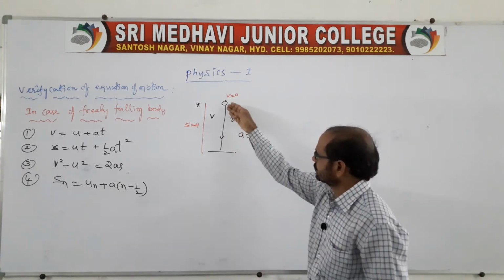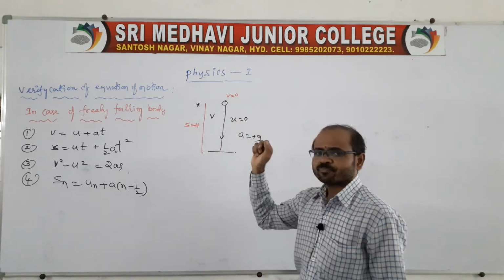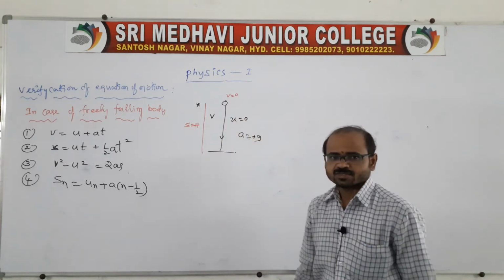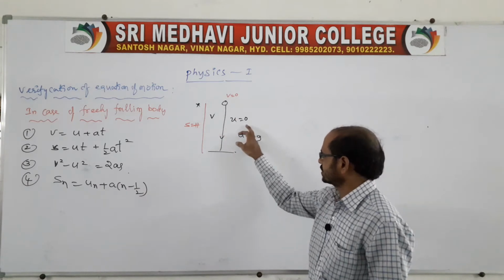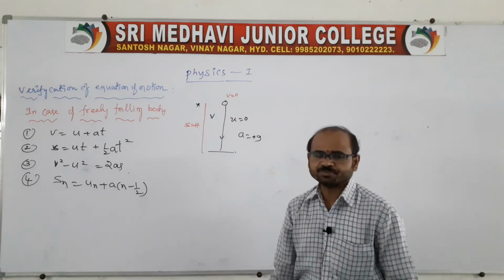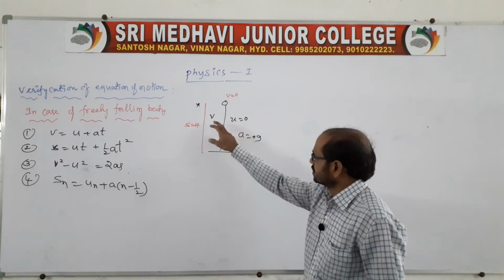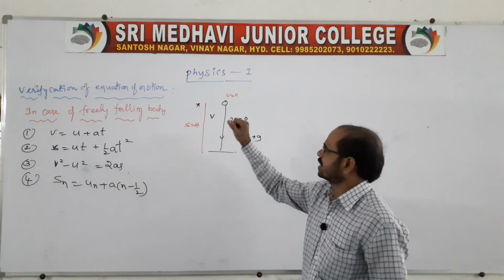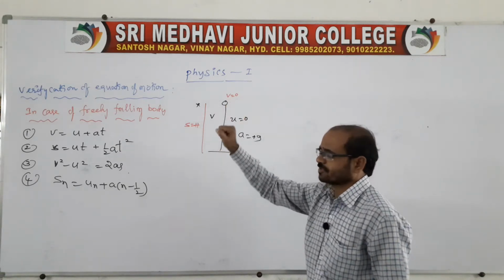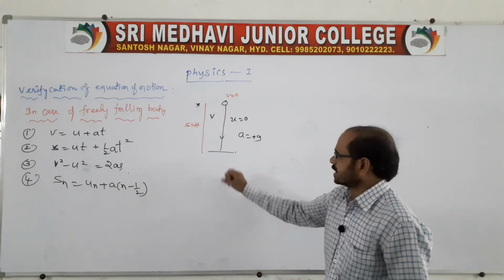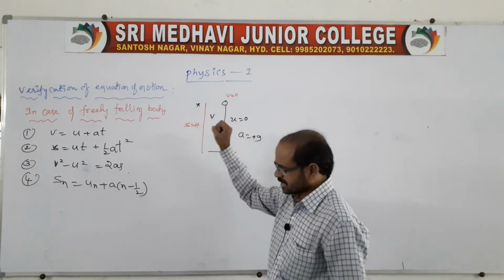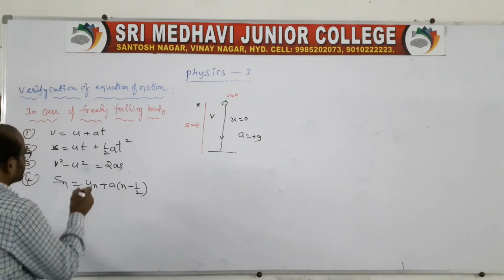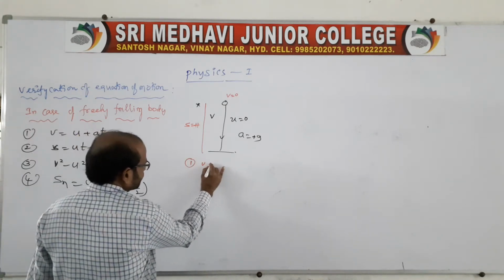When the body is falling freely, U is equal to 0, and acceleration due to gravity is A is equal to plus G. In the same way, the body falls with velocity V, and at the maximum height the final velocity becomes 0. And the height from which the body falls is S is equal to H, that is the maximum height. So let us take the first expression, that is V is equal to U plus AT.